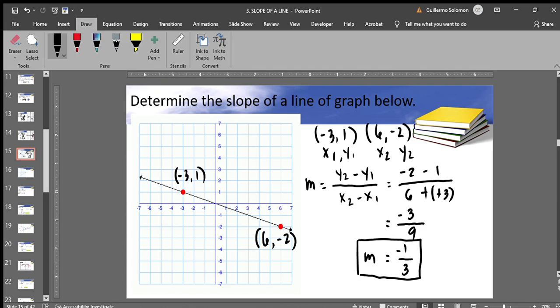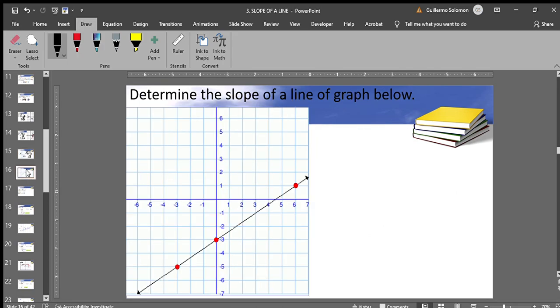Okay, next, let's have the last example. Determine the slope of a line of the graph below. We have 3 given points here in a graph. We can use any of them, but we need to choose only 2 of those given points. So for me, I will use these: 0, negative 3, and 6, positive 1. So let us write the given 0, negative 3, and 6, positive 1.